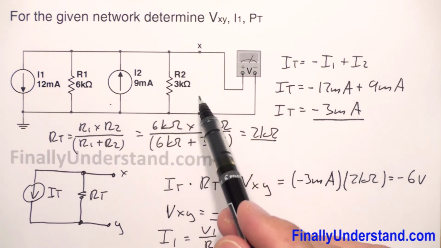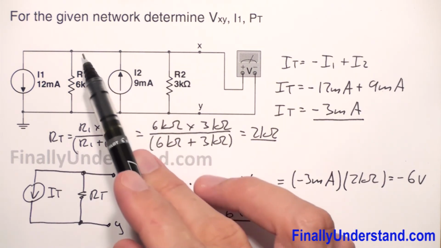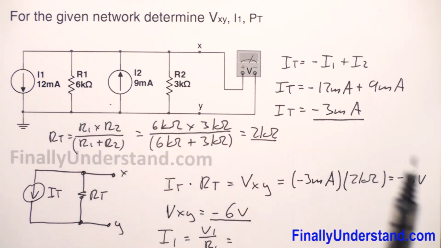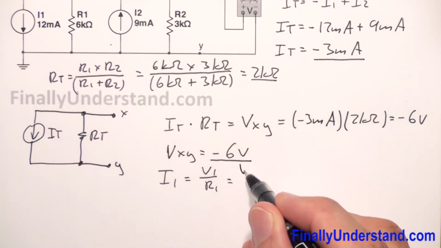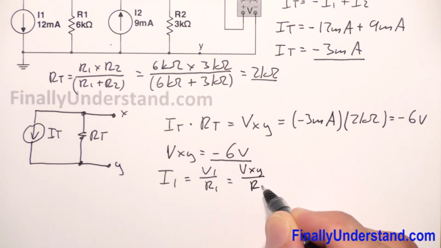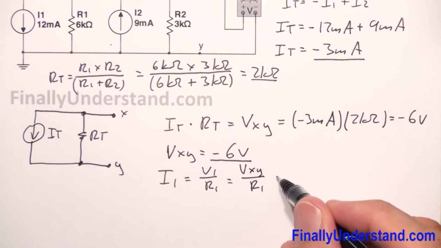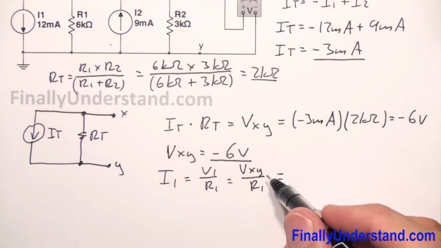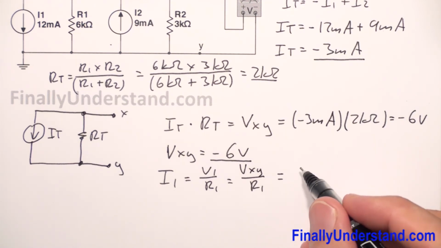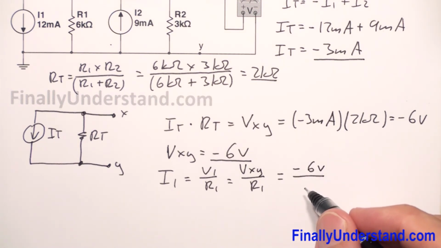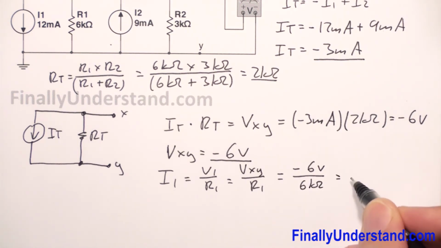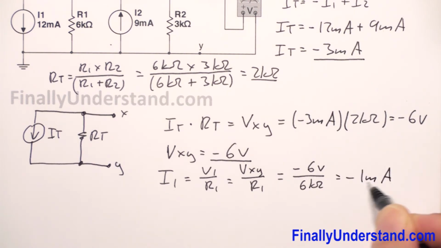So Vxy is equal to the voltage across resistor R2. This is also equal to the voltage across resistor R1. So I can say that this is the same thing. If I'm going to divide Vxy by R1, this is exactly the same thing. So Vxy is equal to negative 6 volts over R1, which is equal to 6 kilo ohms. This is equal to negative 1 milliamp. Okay, so this is my I1.